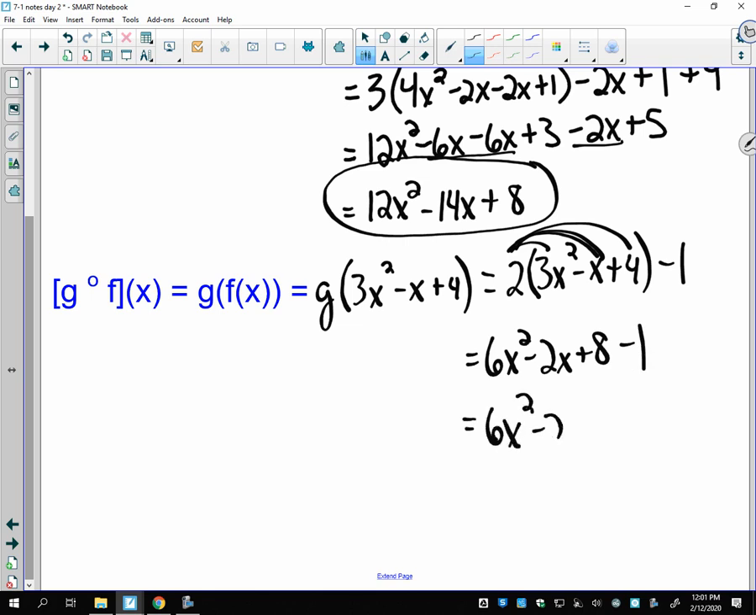So the only thing I can do is the 8 minus 1, which is 7. And notice they aren't the same answer because it matters the order that we do this in. Okay, that's called function composition.